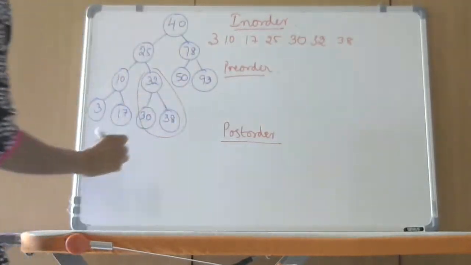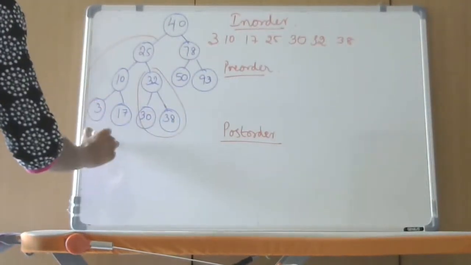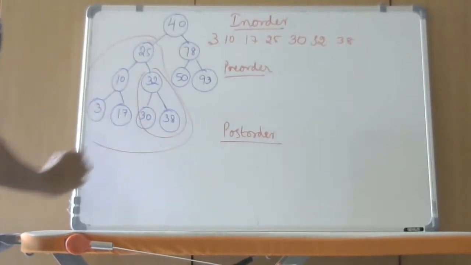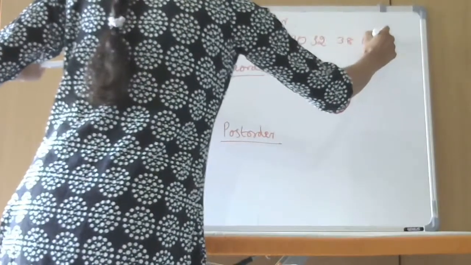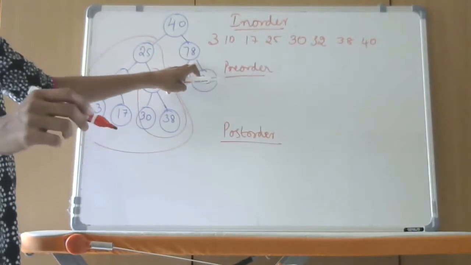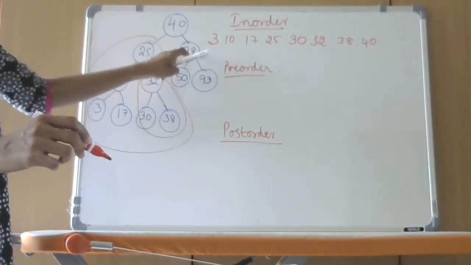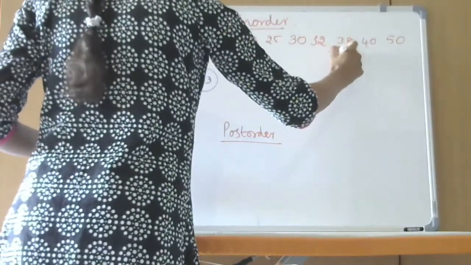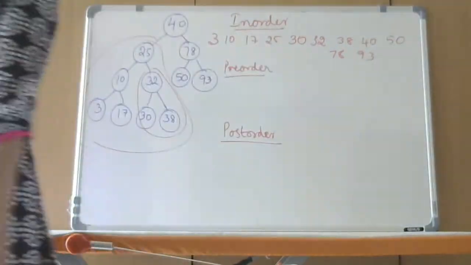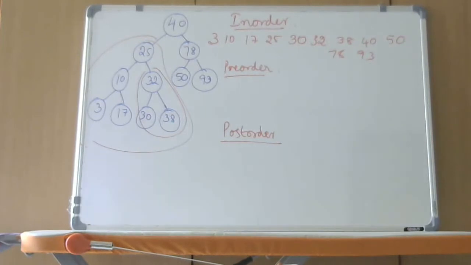Left, root, right. So I'm done with the entire left. Now next is the root. The root is 40. Now come to the right. Again here I have to follow left, root, right. So 50, 78, 93. That would be your in-order.